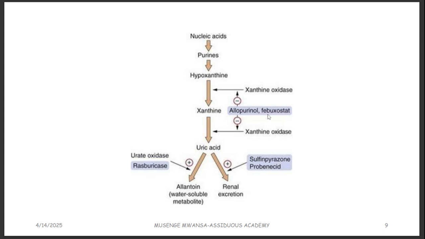So allopurinol and febuxostat inhibit xanthine oxidase. Uric acid is supposed to go to the kidney to be excreted, so you can give probenecid to promote the excretion of this drug, or sulfinpyrazone. Again, uric acid can be converted into allantoin, which is a water soluble metabolite. So this guy can dissolve in water.